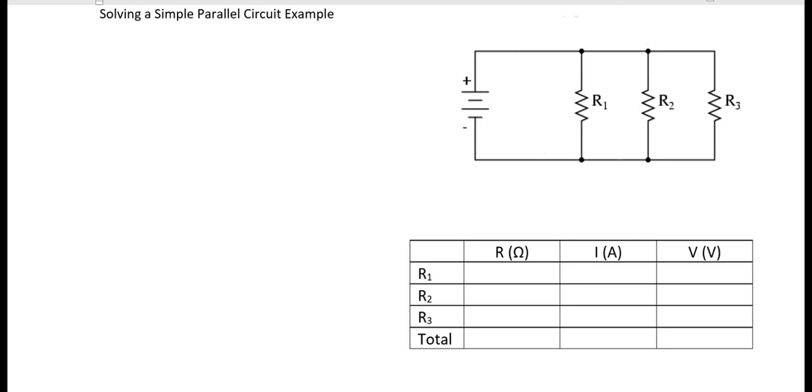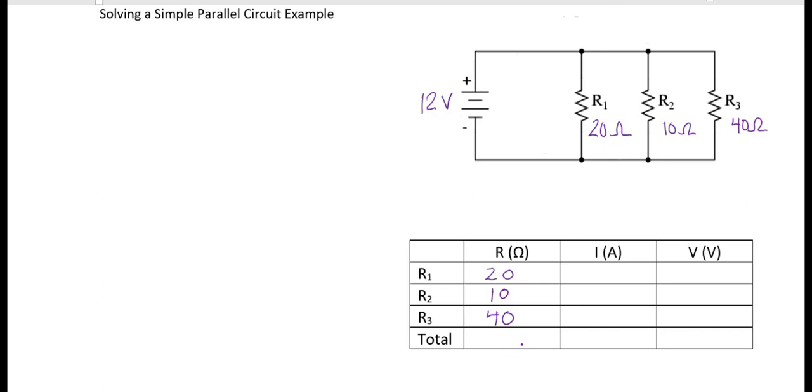So I'm going to have that the voltage for this circuit is 12 volts. The value for the first resistor is 20 ohms. The second resistor is 10 ohms. And the third resistor is 40 ohms. So I can put this in the table down here, 20 ohms for the first resistor, 10 ohms for the second resistor, 40 ohms for the third resistor.